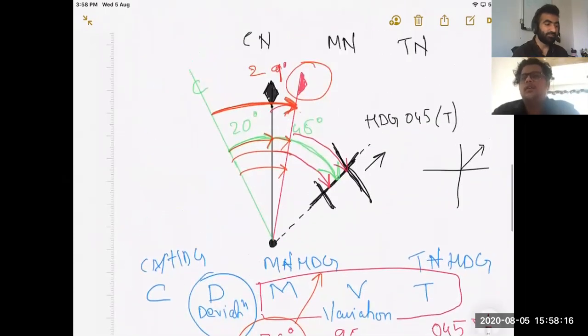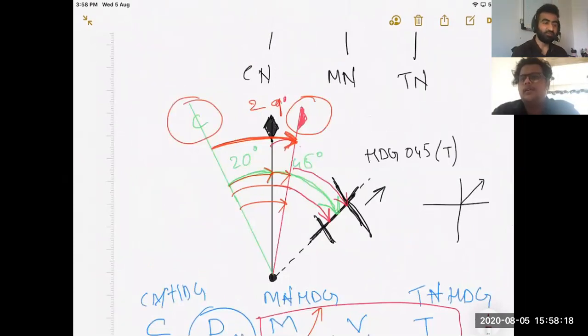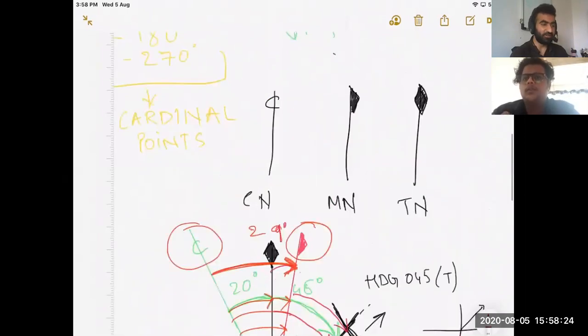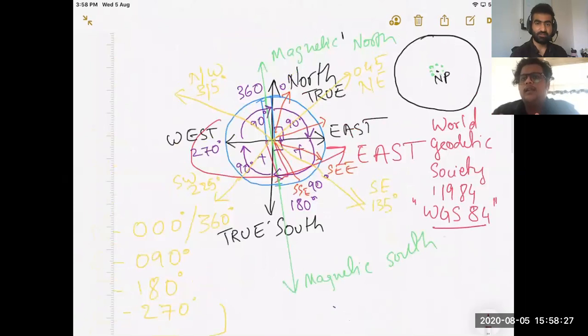Check it out. Compass north is on the west of magnetic north. Left is west, right? Just check it out here. Left is west.